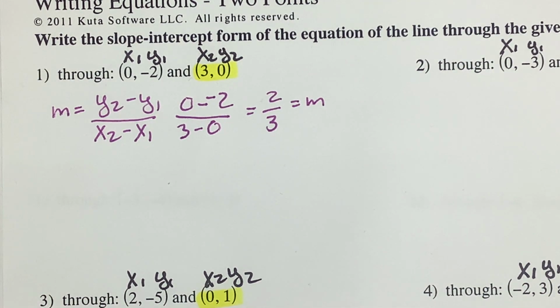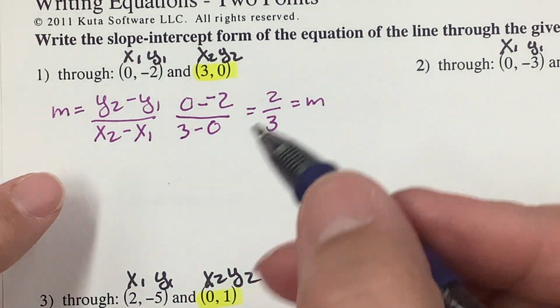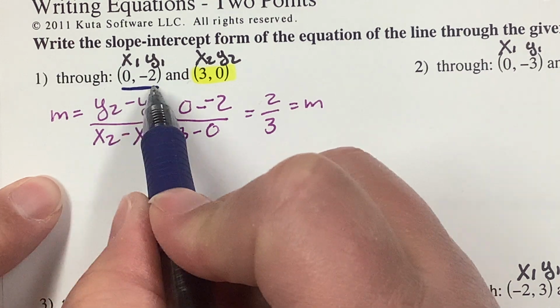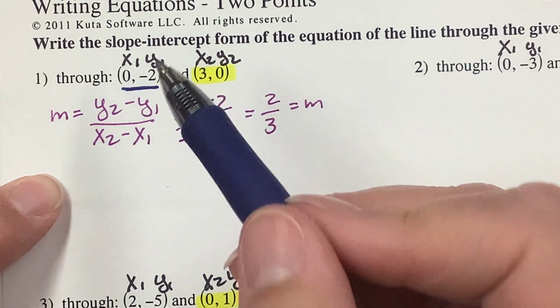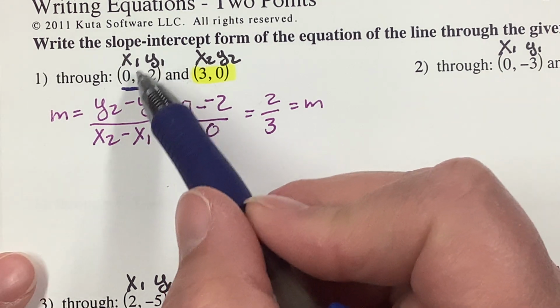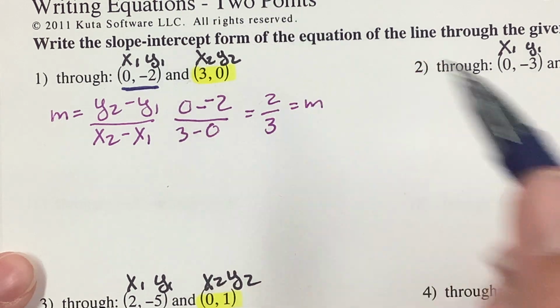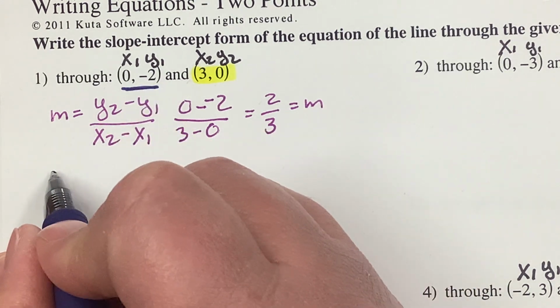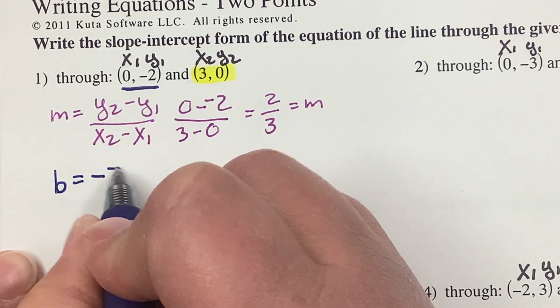Now I'm going to do my y-intercept in blue. So now I'm looking for the y-intercept, and I'm looking right here. The y-intercept is the y-coordinate when x equals 0. So I'm just going to look here and say y is negative 2. I don't actually have to use the formula for that. So b equals negative 2.